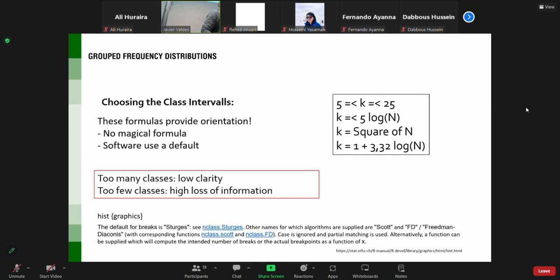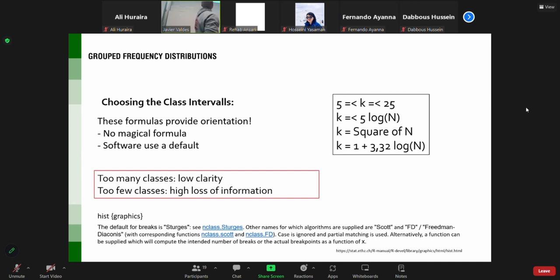Can you imagine why? Because with fewer than 5, it doesn't really make sense to classify the data in such big groups, and with more than 25, that would be too much. You also have the logarithm of n, n being the number of individuals or the number of variables that you have. The square root of n might be another rule of thumb, and 1 plus 3.32 log n would be another rule of thumb.